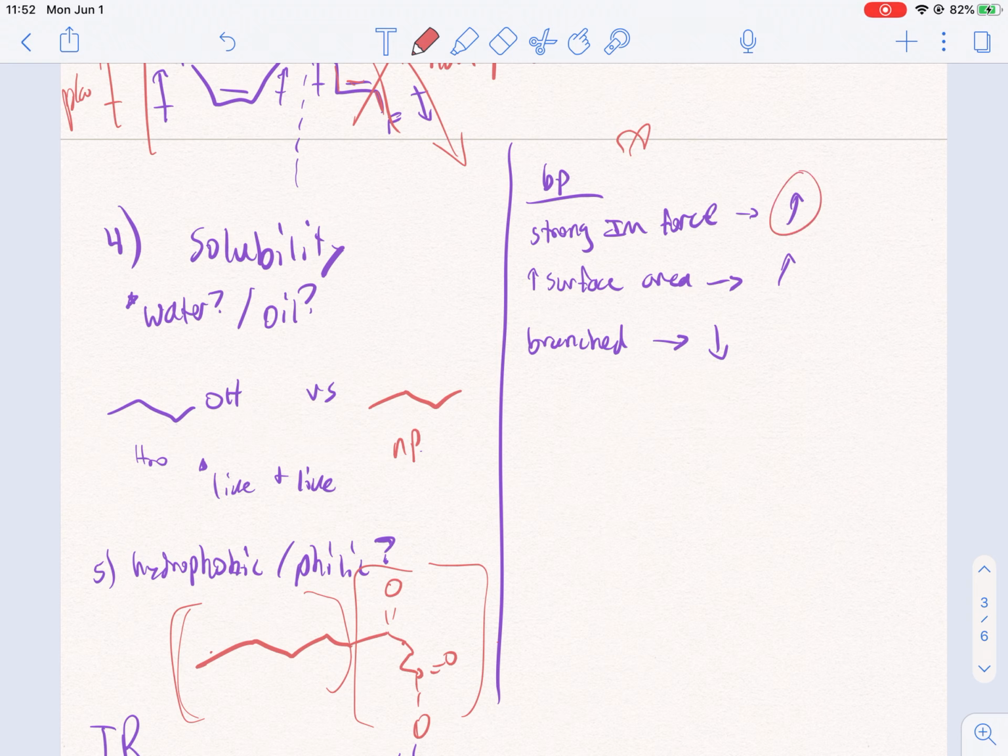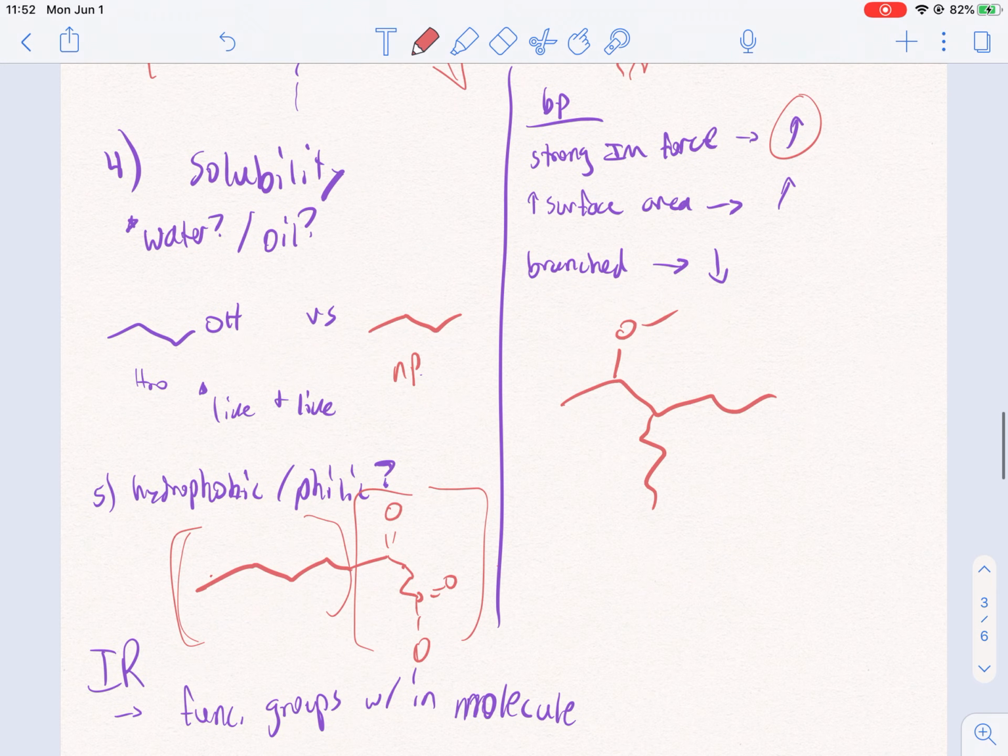Boiling point, the one that has the strongest intermolecular force has the highest boiling point, highest surface area, highest boiling point, as in like a big old structure like this is going to take up a lot of room, so it's going to have a high boiling point. The more branched, the lower the boiling point. So if something is like this, where it has a lot of pieces but it's tight, then the boiling point is low.